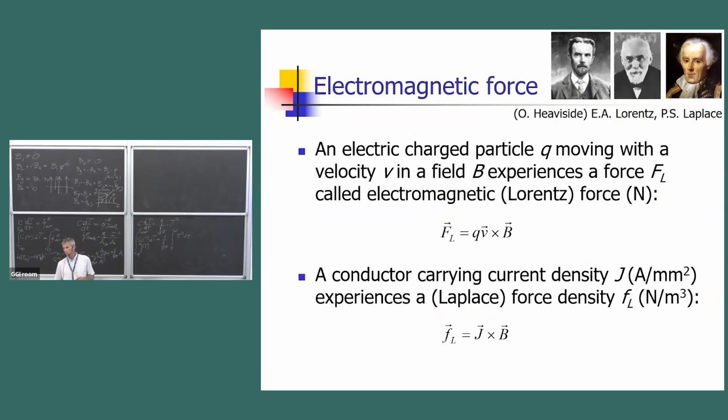All right, so a couple of minutes on force, and then we're done. That's the last aspect. You know that when you have an electric charge moving in a field, you have a force. That's what accelerators are about. The same happens to a current, which is electrical charges in a wire in a magnetic field. It's called the Laplace force, with a force density J cross B.